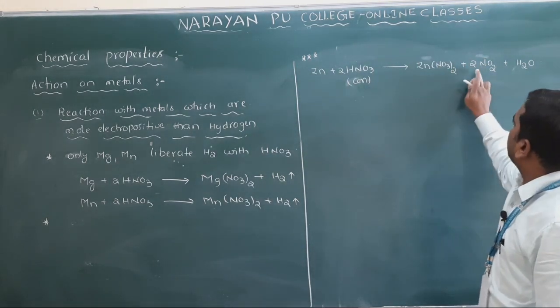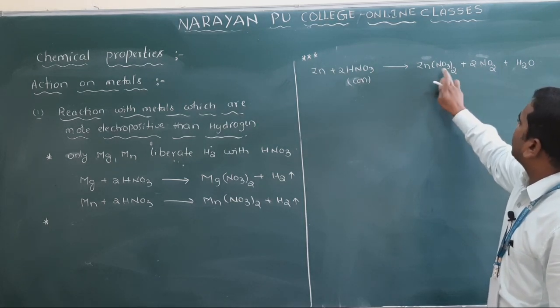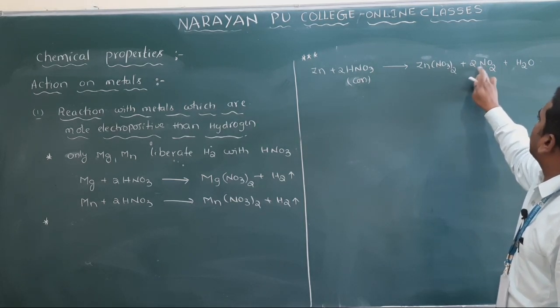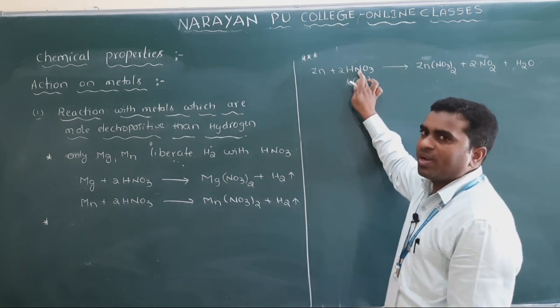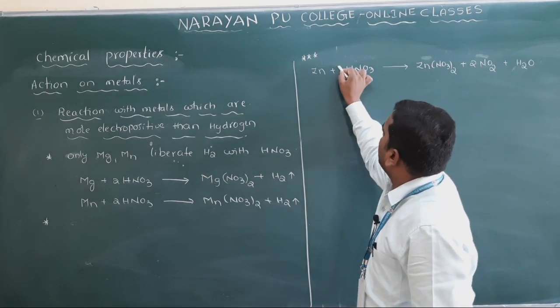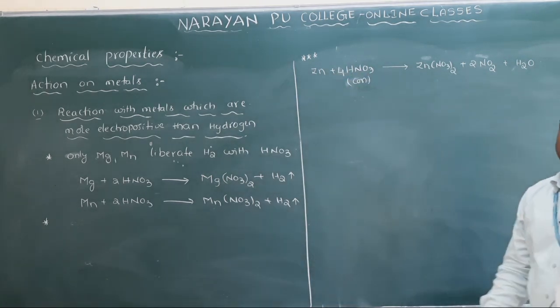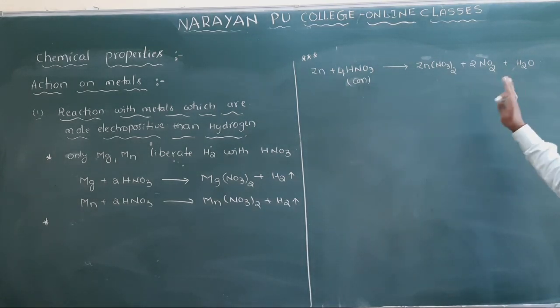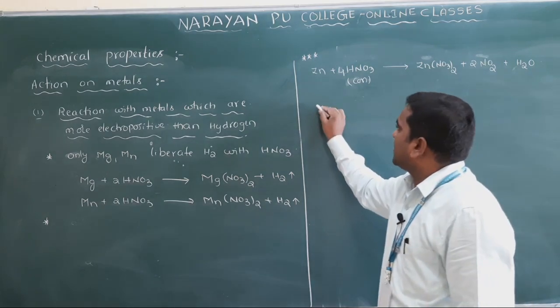Then what you will get here? See this side, how many nitrogens are there? 2 nitrogens, and here 2 nitrogens, totally 4. But this side how many nitrogens are there? 1. So that's why you have to multiply this one with the 2, then it becomes 4. Both sides, the equation is balanced. Clear? This is with concentrated HNO3.